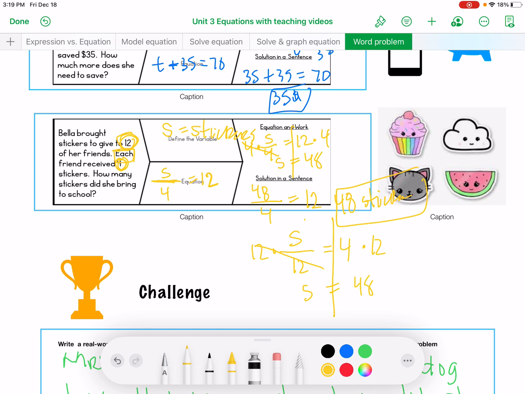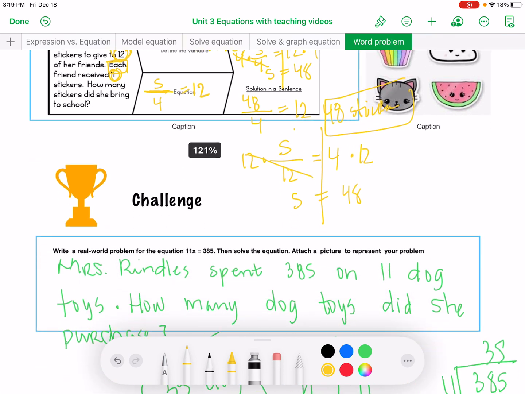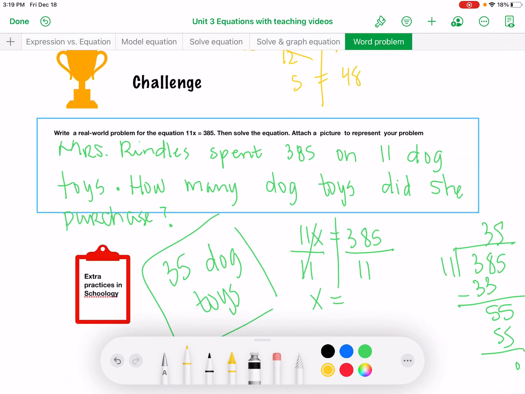Now for our challenge, I'm going to give you this example. You need to come up with your own example. You are not going to use this example. You're going to come up with your own example. Write a real-world problem from the equation 11x equals 385. Solve the equation and then attach a picture to represent your problem.